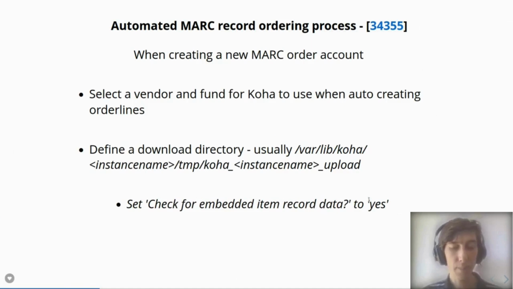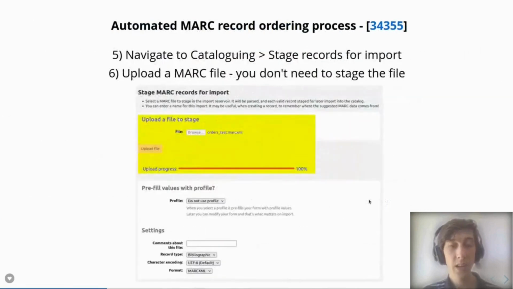Next thing, we want to upload the MARC file. So if you've done any staging and importing of MARC records, you'll know in the Cataloguing module, there's a page called Stage Records for Import. On this page, all you need to do is upload the MARC file. I've highlighted in yellow here, you just need to upload it. You don't need to stage it for import or do anything else. Just click Browse, choose the file, click Upload, make sure Upload Progress is 100%, and then that's it. You don't have to do anything else.